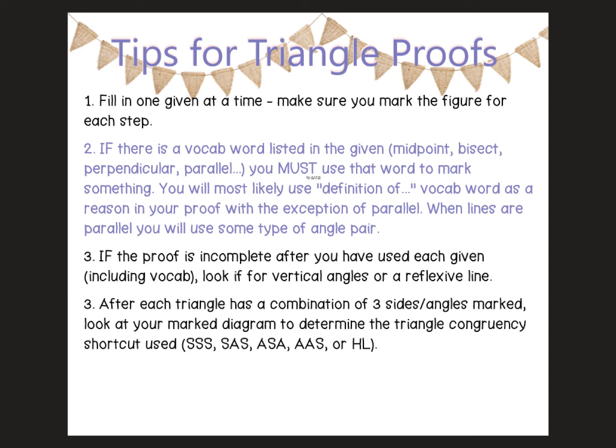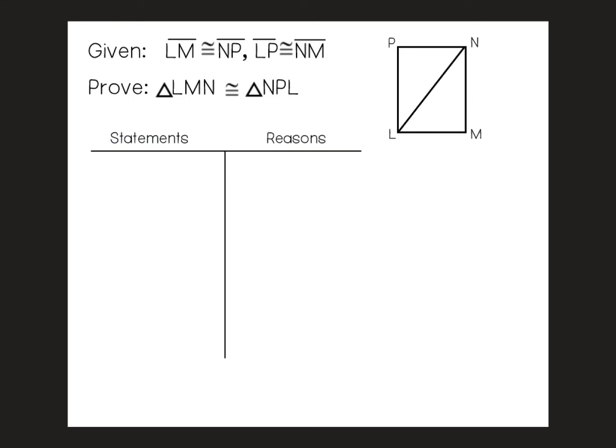If the proof is still incomplete after you've used your givens, including your vocab, then you're going to look for vertical angles or a reflexive line. And then after each triangle has a combination of 3 sides or angles marked, you're going to look at the diagram and figure out which shortcut you used. So here's our first example.